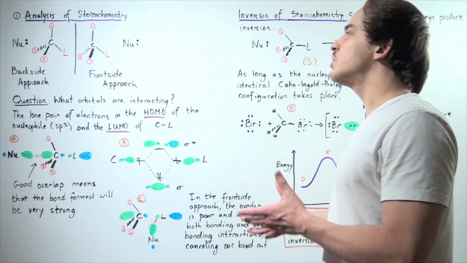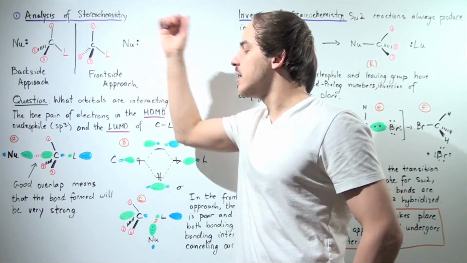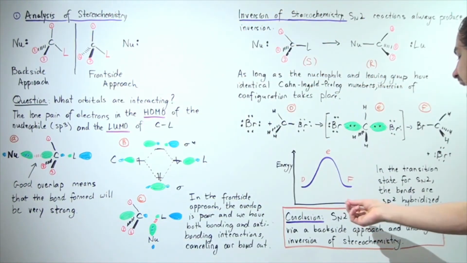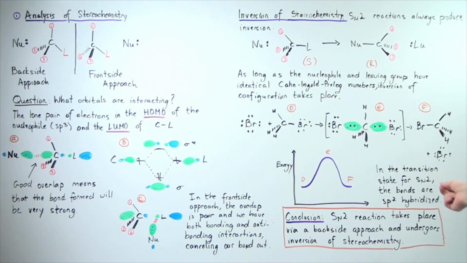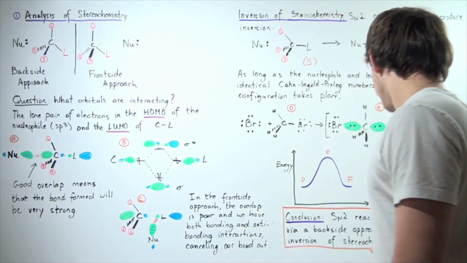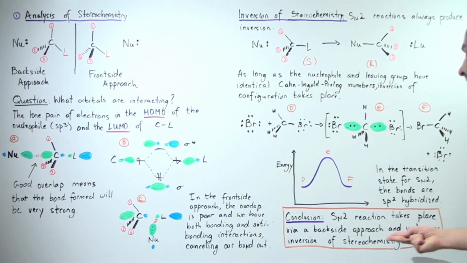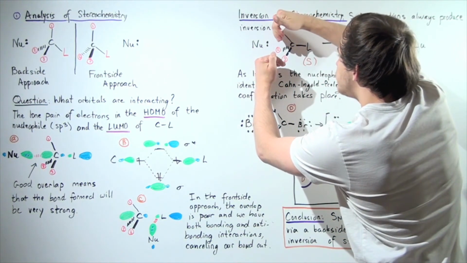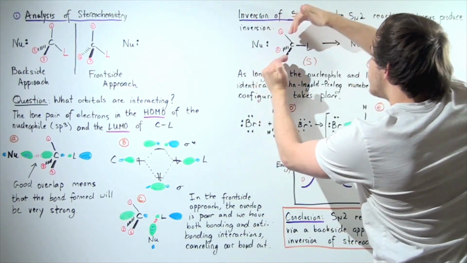So what is the conclusion about our analysis of stereochemistry? Well, SN2 reactions take place via a backside approach, as we saw here, and undergo inversion of stereochemistry. So our molecule will always be inverted like we showed before.